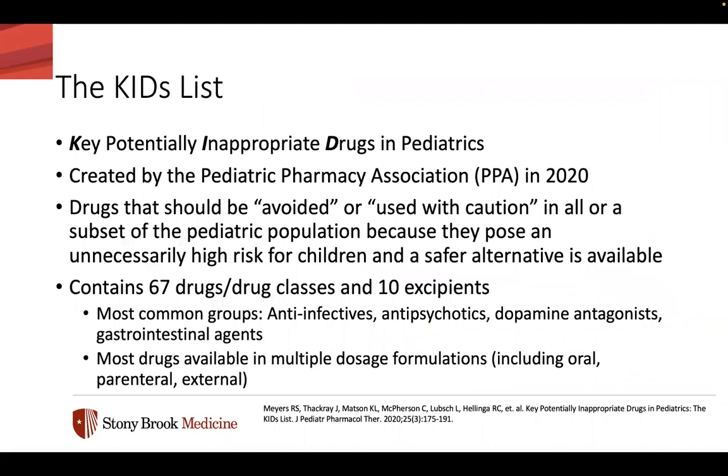Now moving on to our last section, the KIDs List. It stands for Key Potentially Inappropriate Drugs in Pediatrics. It was created by the Pediatric Pharmacy Association in 2020. It covers drugs that should be avoided or used with caution in all or a subset of the pediatric population because they pose an unnecessarily high risk for children and a safer alternative is available. It contains 67 drugs and drug classes with 10 excipients. The most common groups include anti-infectives, antipsychotics, dopamine antagonists, and GI agents. Most of these drugs are available in multiple dosage forms, including oral, parenteral, and external routes.